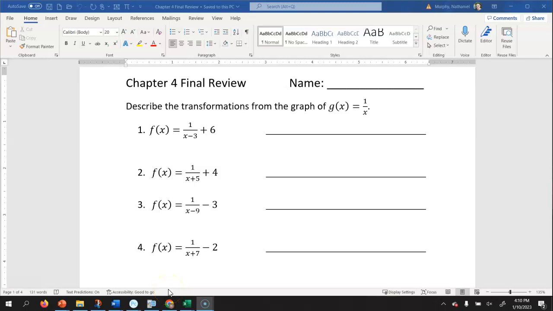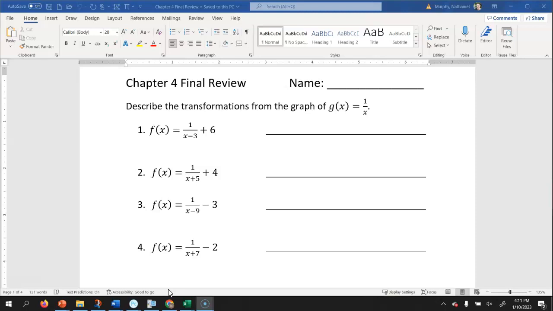All right, so for these first four problems, we're just asked to describe what the transformations are that are happening to the function 1 over x. So that would be the parent function. So for the first one, if you notice, we have x minus 3 in the denominator. So remember, whatever's happening with the x, we always do the opposite or describe it by the opposite.